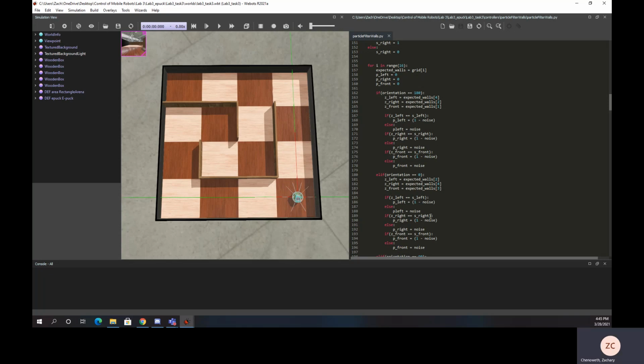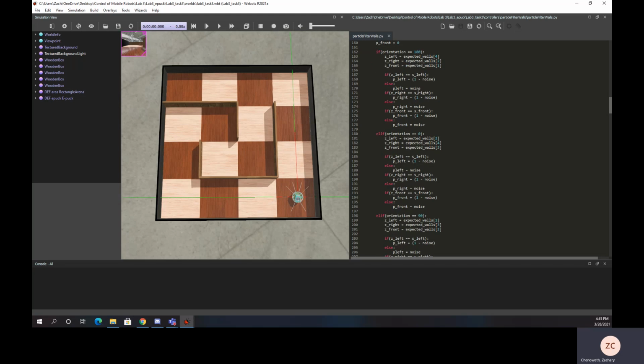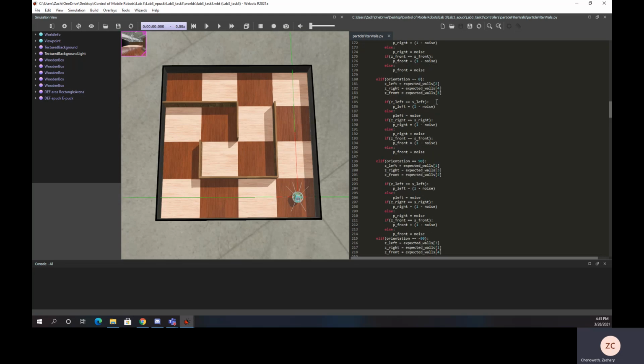Depending on the direction we're facing, we'll change what walls we're expecting in each cell because of the orientation. So we have north, south, east, and west respectively. And if you go in here, we're going to check if each of the sensors are equal to each other. If they are equal, let's say, for example, the expected is a wall there, there is a wall there, and we're reading a wall. Then our probability that the particle is in that cell is going to be 1 minus the noise. Otherwise, it's just going to be the noise. So in this case, because it's a non-noise solution, it's either 1 or 0.